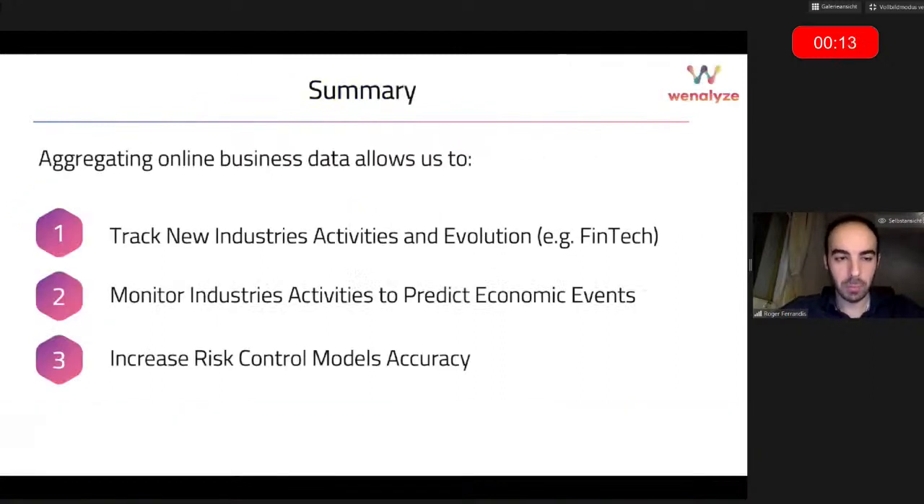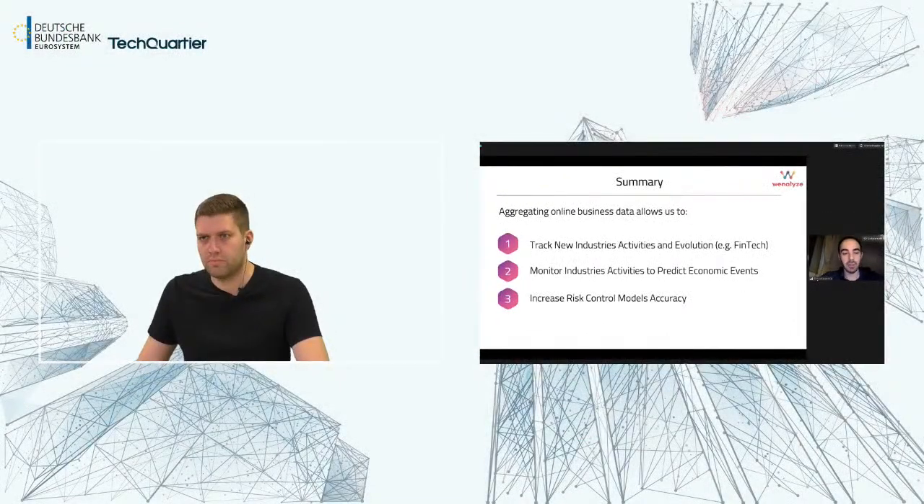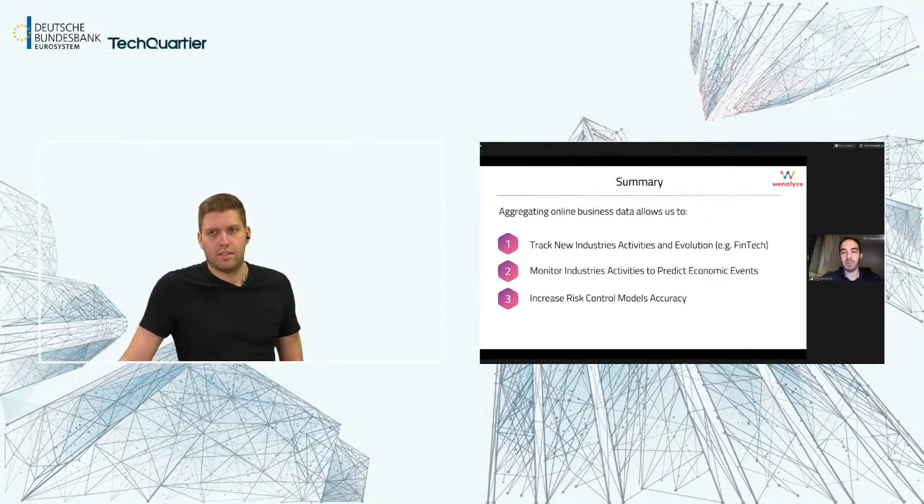So in sum, we propose to use aggregated online business data to first track new industries' activities and their evolution, for example, fintech. Secondly, to monitor industries' activities and predict economic events. And third, increase the risk control model's accuracy.